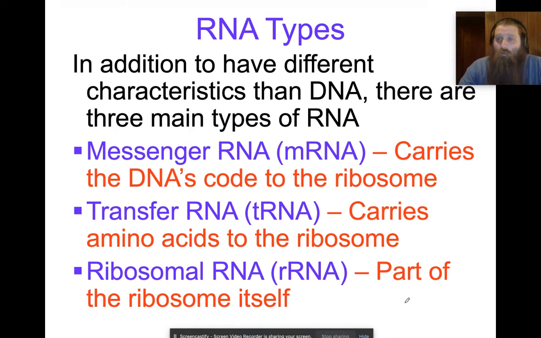Remember that proteins, we learned this way back in the beginning of the year, the monomer of a protein is an amino acid. So you have to bring a bunch of individual amino acids to the ribosome in order to stick them all together to make a protein. So transfer RNA, or tRNA, carries the amino acids to the ribosome. And finally, there's ribosomal RNA, which is rRNA, which is part of the ribosome itself. We're really going to focus on the first two types of RNA in our class.